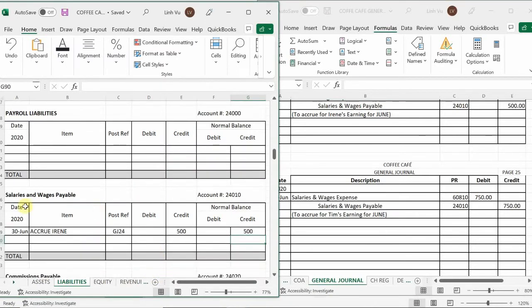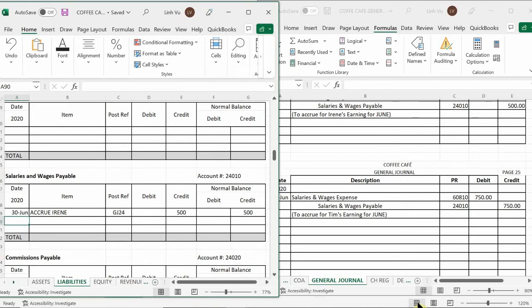I'm already on my liabilities, so I can just go ahead and pop that in first. And I'm going to write accrue Tim. Oops, not time. General Journal, page 25 for $750. So in this case, we have a total salaries and wages payable of $1,250.